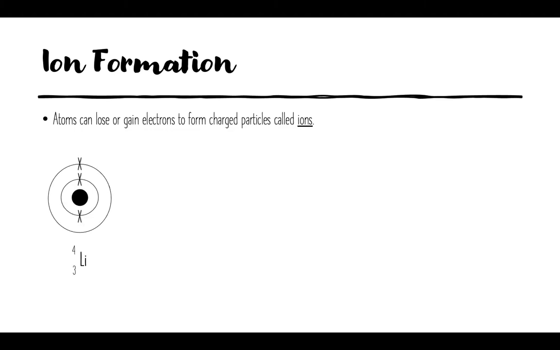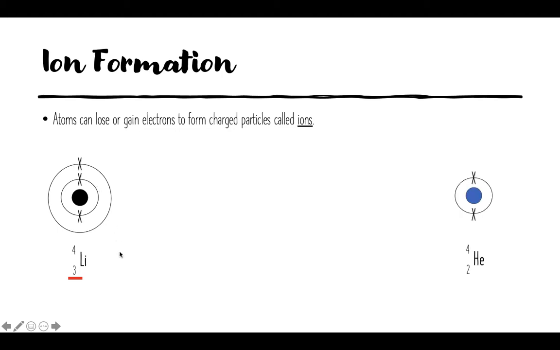This is lithium. Lithium has an atomic number, highlighted in red, of 3. This means that inside the nucleus there are 3 protons, the nucleus being this little black circle in the middle. There are 3 protons, and in the energy levels outside there are 3 electrons. 1, 2, 3. Now, lithium is quite unstable, and it's quite unstable because of this outer electron.